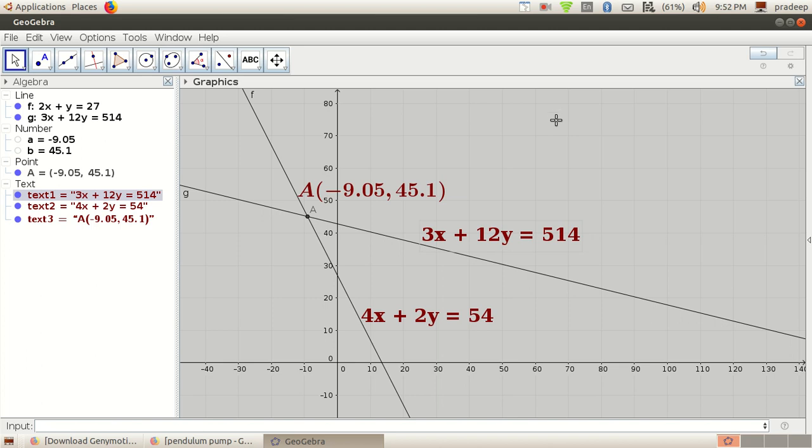Here in this problem there are two lines. The first line is 4x plus 2y is equal to 54 and the second line is with the equation 3x plus 12y is equal to 514. Here after expressing these equations with only one variable, for instance y on one side, you can take the other variable to the other side with reverse operation. That means we can make the variable y depending on the value of the other variable x.